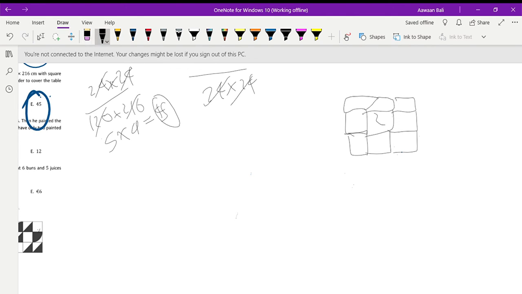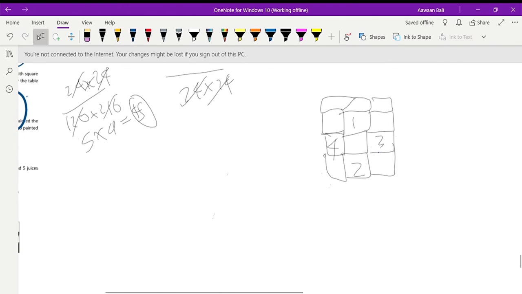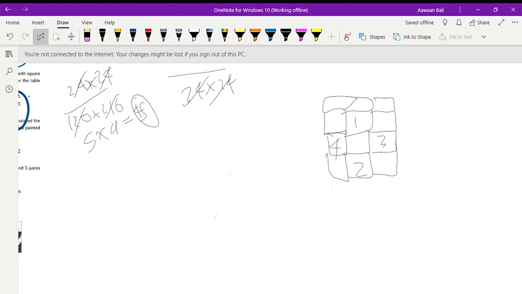So when you're actually doing it, this would be 1, 2. Then there would be 3 and 4. So they are basically the ones in the middle. Then there would be 5 here, 6 here, 7 here, and 8 here.